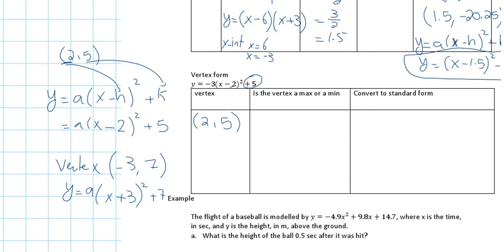So it'll never be positive. Here, it's going to be 2 and 5.